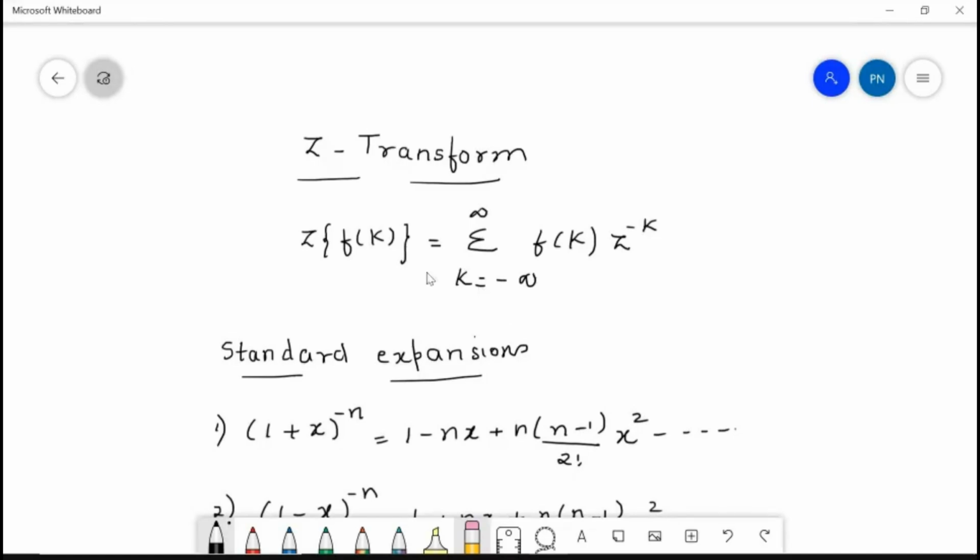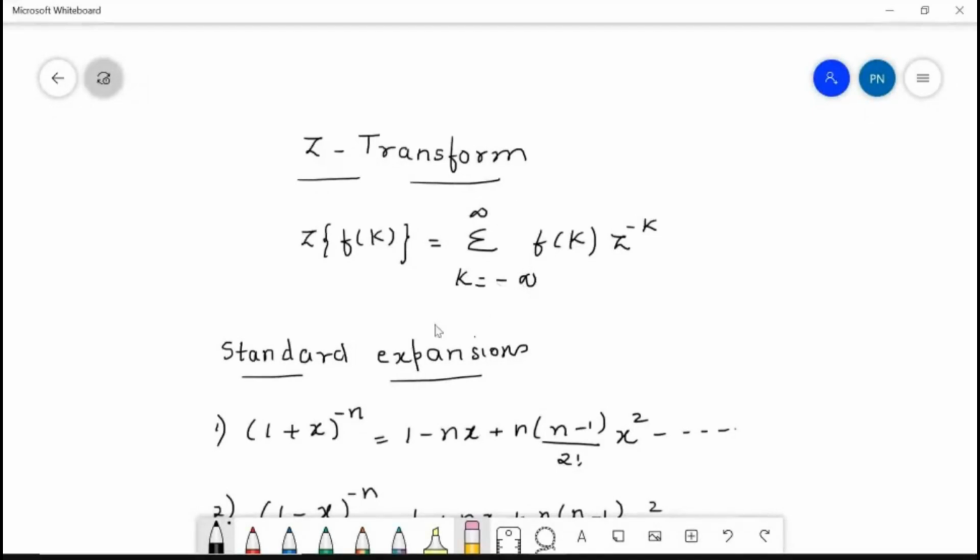So Z of whatever is the function, that function will come inside the summation into z raised to minus k. In Laplace transform, we had integration, e raised to minus st into f of t dt. Here, Z of f of k is f of k into z raised to minus k. Whatever is the function, that will come over here into z raised to minus k. But k is not taking all the values. It takes only distinct values, like you have 0, minus 1, minus 2, minus 3 till minus infinity.